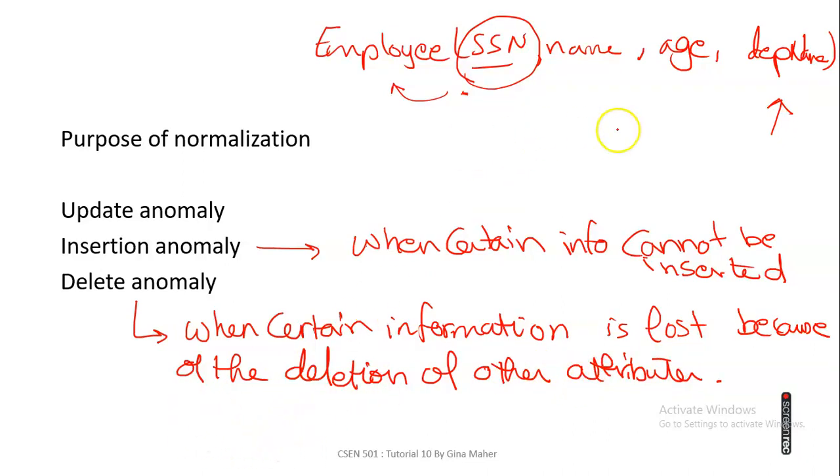Assume that we have employee with SSN, name, age, and department number, and we decided to fire all the employees. In this case, all the information about the department will be lost because we deleted the whole record. This is the deletion anomaly, when certain information is lost because of the deletion of the other attribute, which is the SSN, the primary key. So again, to recap, the purpose of the normalization theory is to have a schema which is flexible, reduces redundancy, and is free of anomalies.